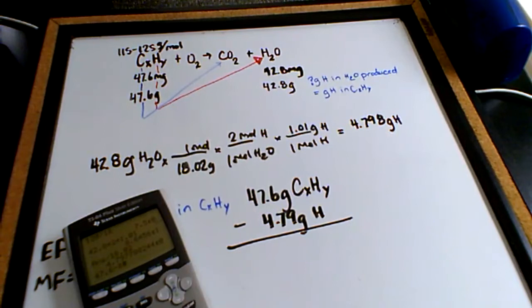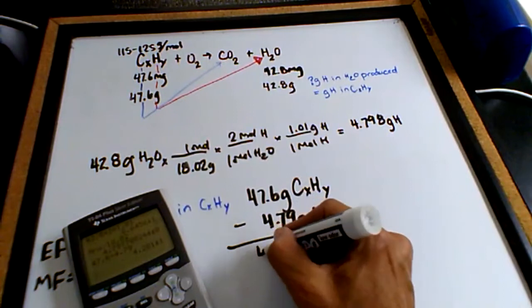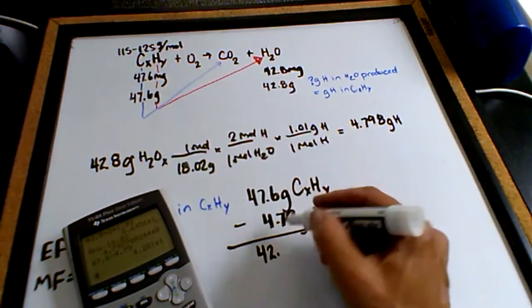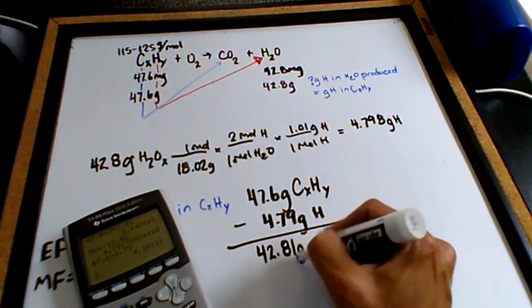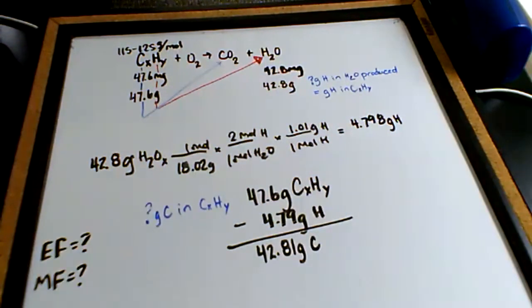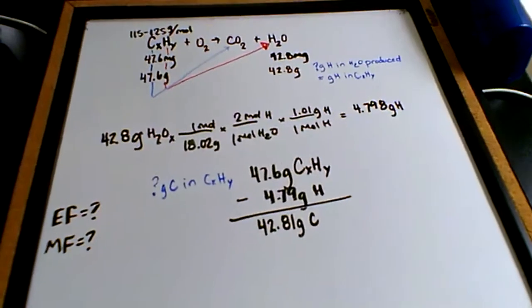Oops, make sure you get it into your calculator correctly. So that means that I had 42.81. I'm not worried about sig figs, grams of carbon. This is not an answer. This is me getting an answer.